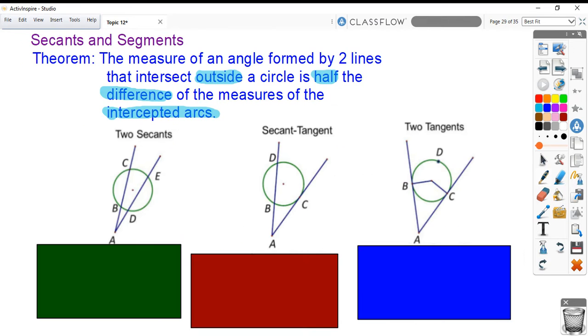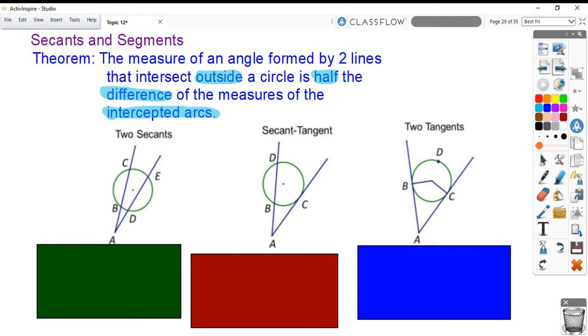All right, let's go on to our next theorem. Go ahead and fill in those highlighted words there. It says that the measure of an angle formed by two lines that intersect outside a circle is half the difference of the measures of the intercepted arcs. As you read that sentence, it is a long and complicated sentence, but it's actually very similar to the one that we just had on the previous slide.